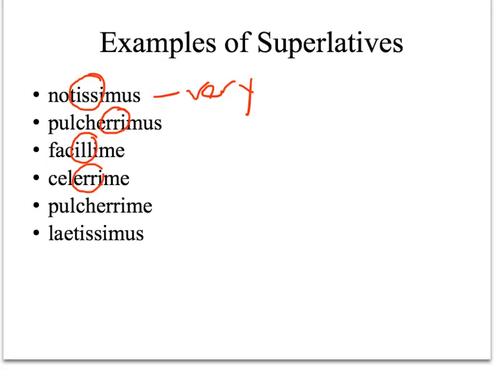Celerrime, again, the double R, that would be very swiftly or most swiftly. Pulcherrime, double R for that superlative, very beautifully, most beautifully. And laetissimus, that double S, very happy or most happy.